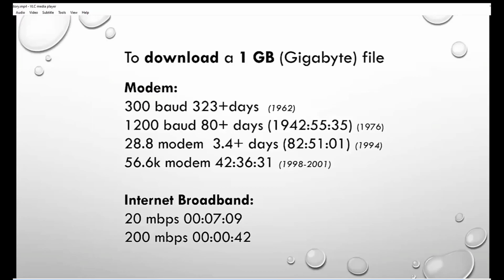And also back in those days, to download anything, it was slower. Remember, we talked about a 300 baud modem, 1962. If you wanted a 300 baud modem, and you wanted to download a 1 gigabyte file, it would take 323 plus days. In 1976, we were up to 1200 baud modems, and it would take 80 days for that same 1 gigabyte file. And if you look down today, if you have 20 megabits per second internet broadband, you're doing it in 7 minutes. And if you have 200 megabits per second, you're doing it in 42 seconds.